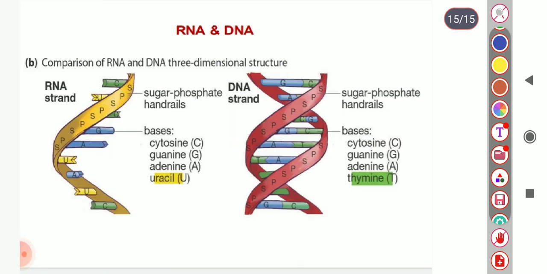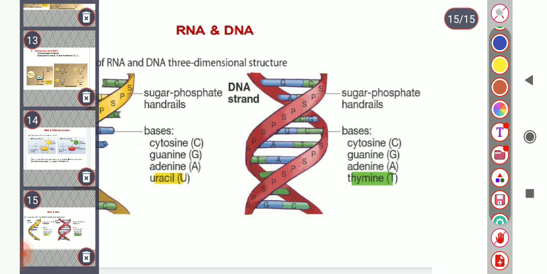And you can see the structures of RNA and DNA. The structure of RNA is single stranded, whereas DNA is a double stranded structure. You can see the sugar phosphate backbones, and the bases. In RNA the bases are cytosine, guanine, adenine, and uracil, whereas in DNA they are cytosine, guanine, adenine, and thymine. The main difference is that RNA is single stranded, whereas DNA is double stranded. Uracil is present in RNA, whereas thymine is present in DNA. So this is all about the structure of DNA and RNA.